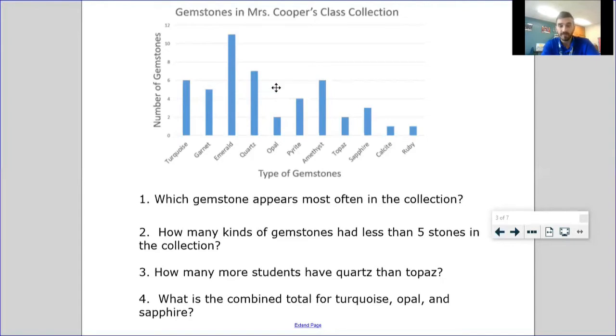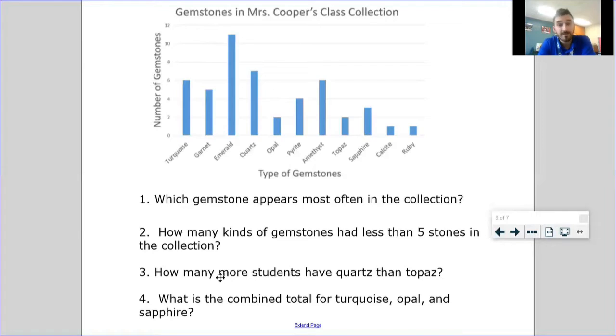All right, so opal, definitely, there's one. Pyrite, definitely, there's another one. Keep going. Topaz, less than 5. Sapphire, less than 5. Calcite, less than 5. Ruby, less than 5. That would give me a total of 6 gemstones that we had less than 5 stones in that collection.